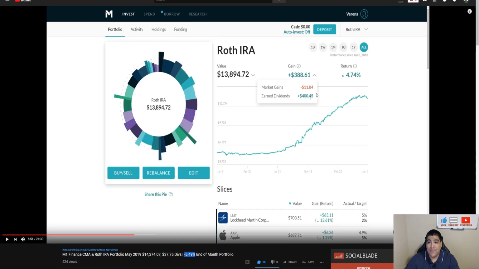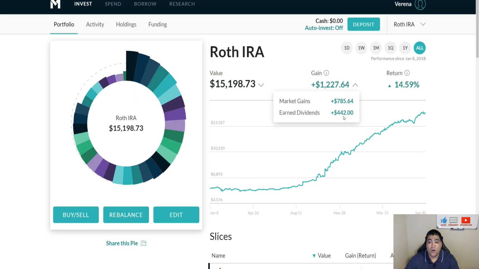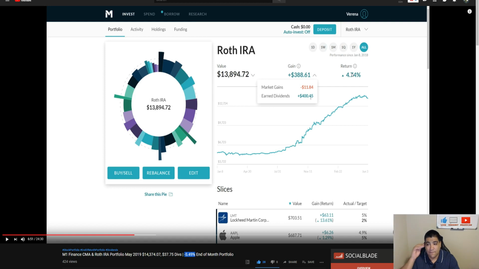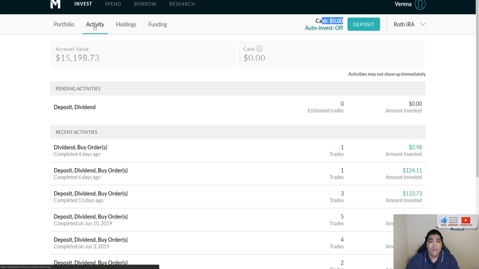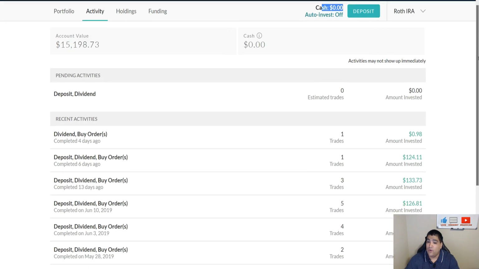We can see here that our earned dividends went from $400.45 to now $442. That means we made roughly $42 in earned dividends in the month of June. Really good there. And then our total return on the far right went from 4.74 to now 14.59%. So a big swing here in the month of June. Really good. We are not having any cash currently in the account, but we have reinvested all the dividends here in the month of June, which we will cover now.